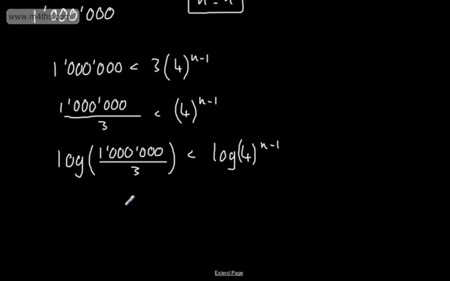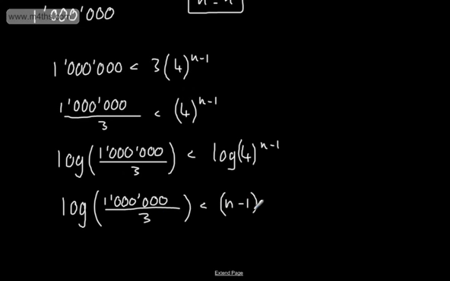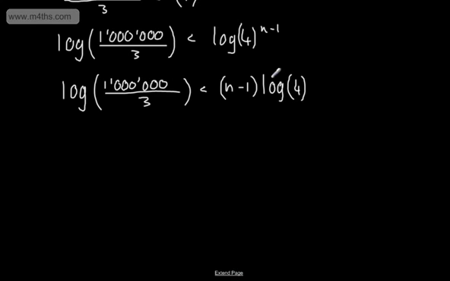So let's go ahead and do that. If I bring the power down, we're going to have now log of 1 million, and let's put this here, so 1 million divided by 3 is going to be strictly less than n minus 1 multiplied now by the log of 4. I can divide both sides of the inequality now by log 4. Be careful when you're dividing by the log of a number. If we have now log between 0 and 1 with 0 excluded now and 1 excluded, that is a negative number. If we're dividing an inequality by a negative number, we need to change the sign round.